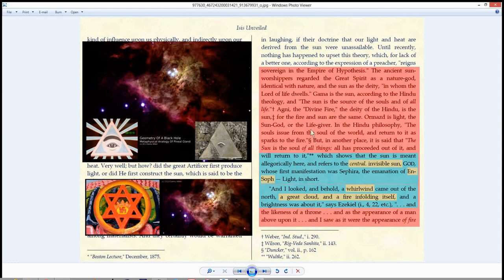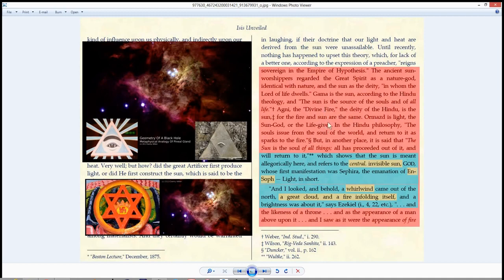Okay, so right here, this is from Isis Unveiled, and she goes across culture here. The ancient sun worshippers regarded the Great Spirit as a nature god identified with nature, and the sun as the deity, in whom the Lord of life dwells. Gamma is the sun according to the Hindu theology. The sun is the source of the souls and all of life.